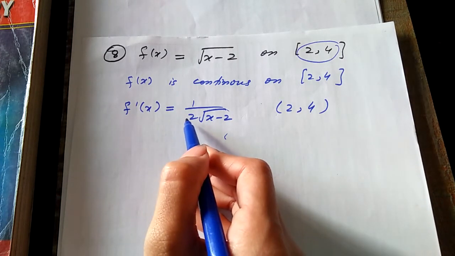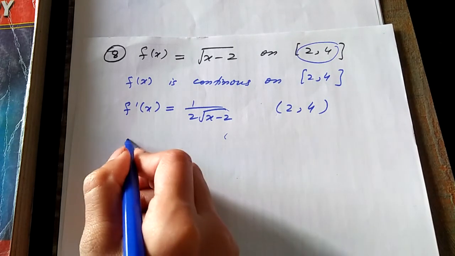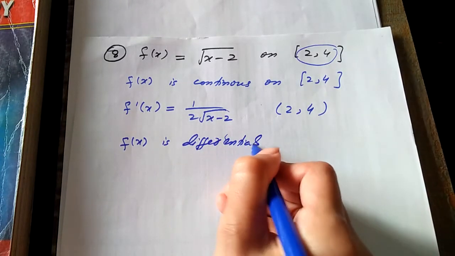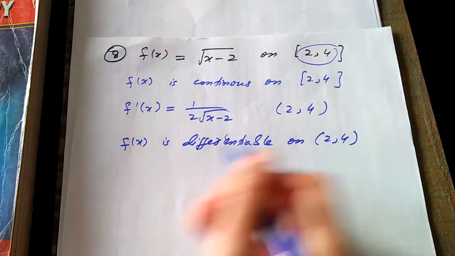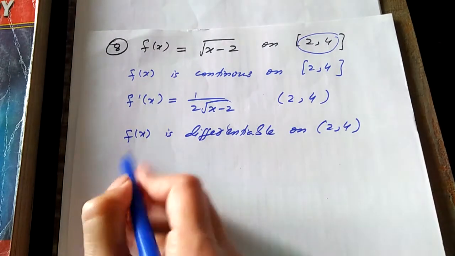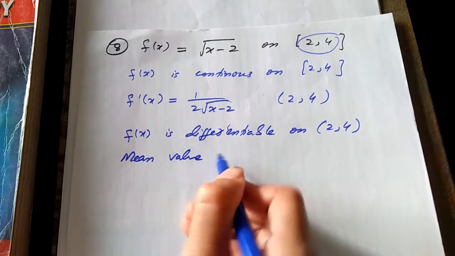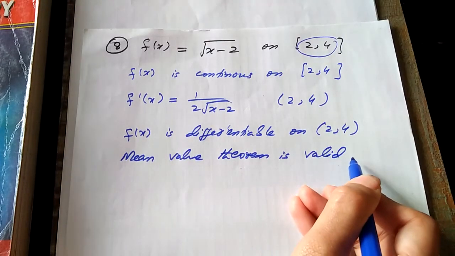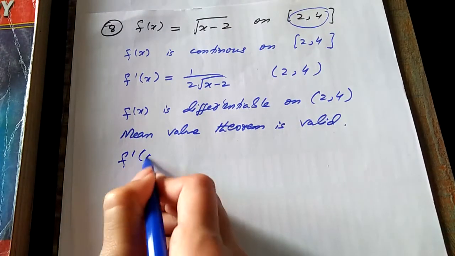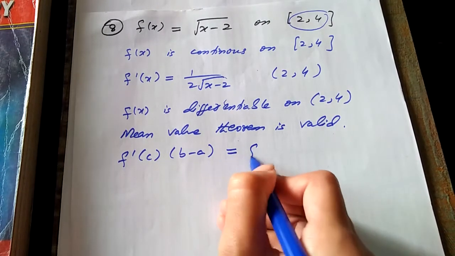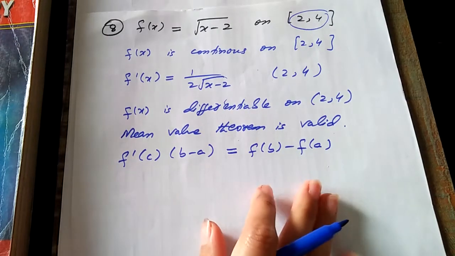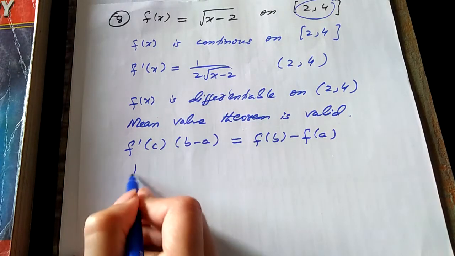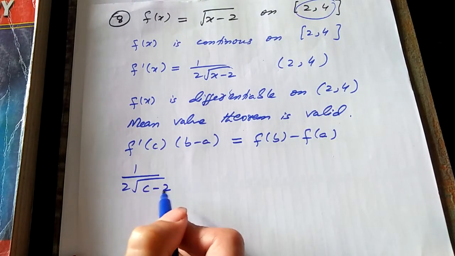So our function is also differentiable. So f of x is differentiable on this open interval 2 to 4. So mean value theorem is valid. Now use f dash of c into b minus a equals to f of b minus f of a. Calculate f dash of c. F dash of c is 1 over 2 under root c minus 2.